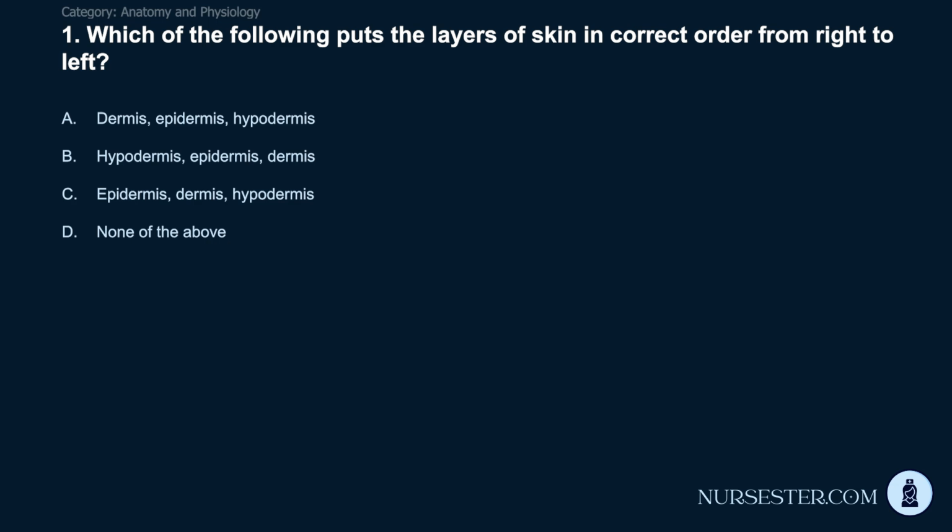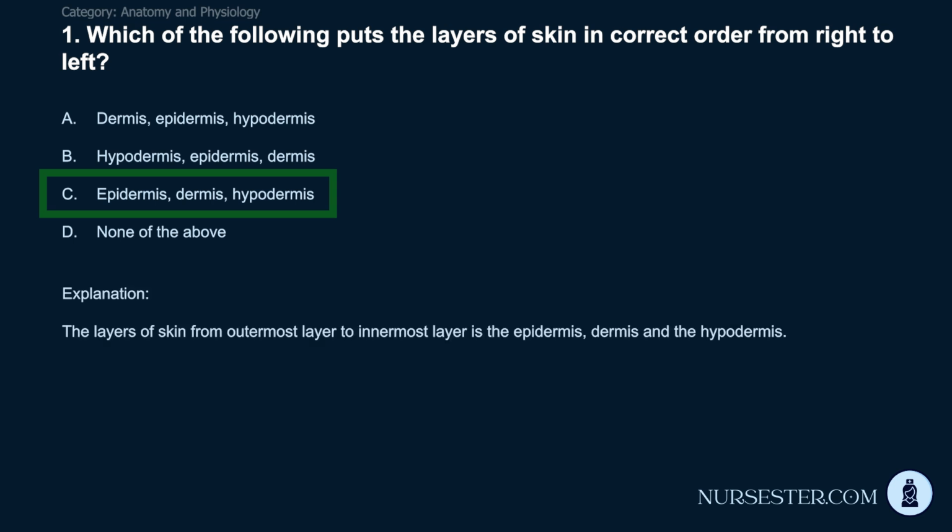A. Dermis, epidermis, hypodermis. B. Hypodermis, epidermis, dermis. C. Epidermis, dermis, hypodermis. D. None of the above. Correct answer: C. Epidermis, dermis, hypodermis. The layers of skin from outermost layer to innermost layer are the epidermis, dermis, and the hypodermis.